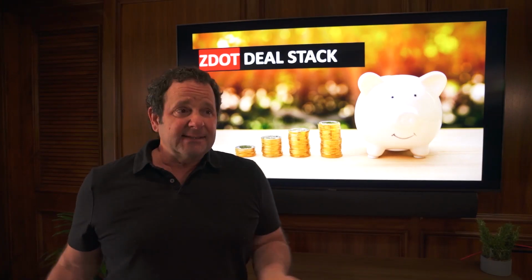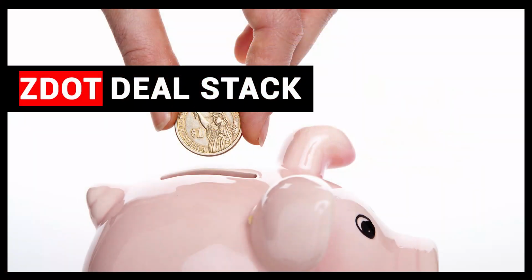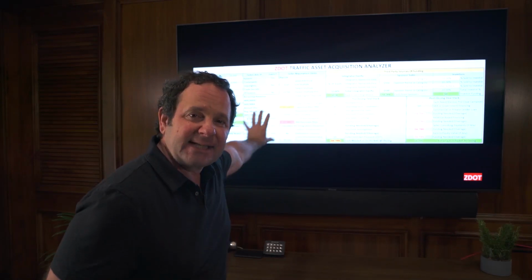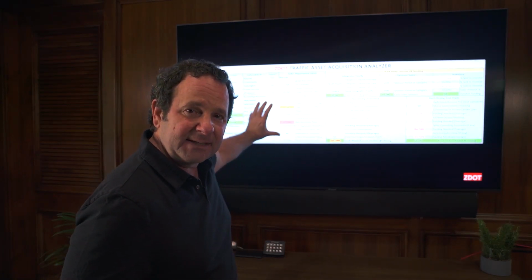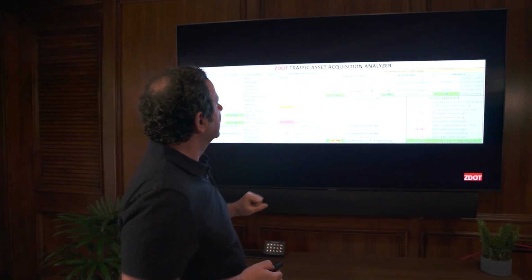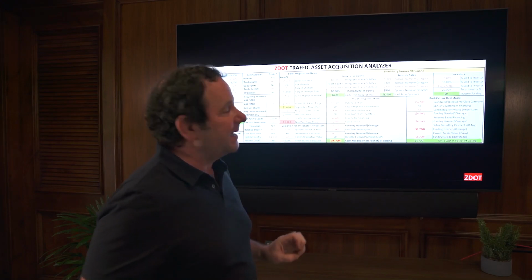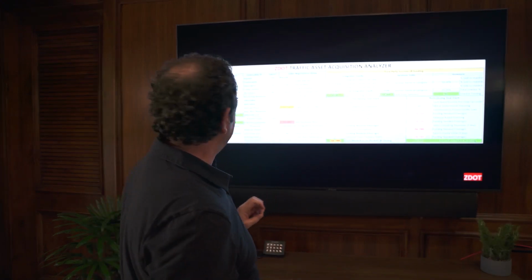The next thing is going to be, how can we acquire these things for $0 out of pocket? That's when it gets really exciting, and that's what we have the deal stack for. Now here is the second part of the sheet that you can download, and this is the Zdot Traffic Asset Acquisition Funding Analyzer, right?